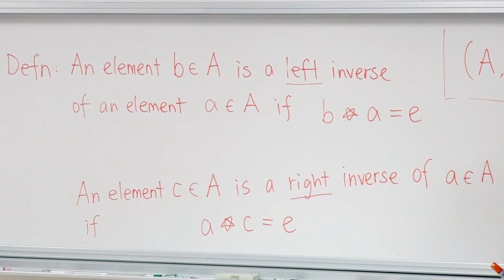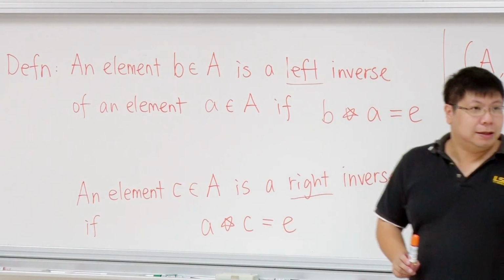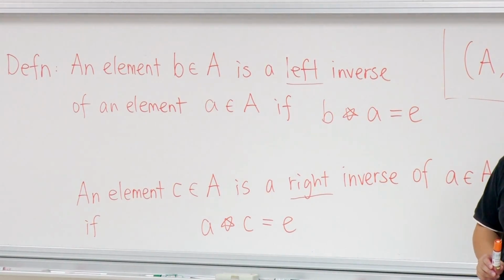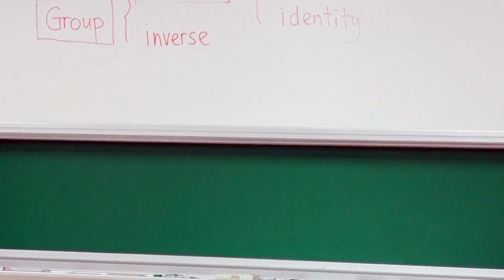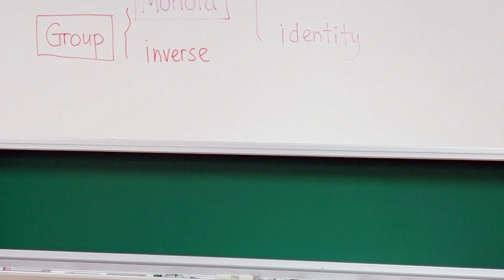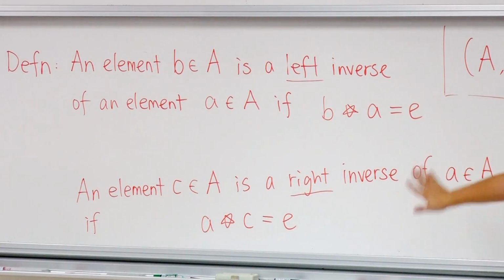Similarly, an element C in A is a right inverse if you apply C on the right-hand side of A and you get back to the identity. Is that okay? So a group is defined. Is that okay so far? Now, we also have an interesting theorem.